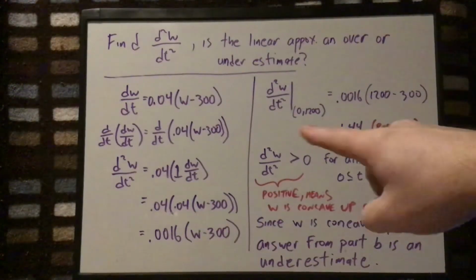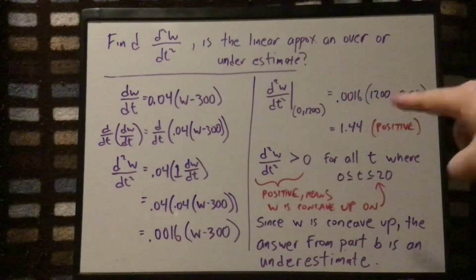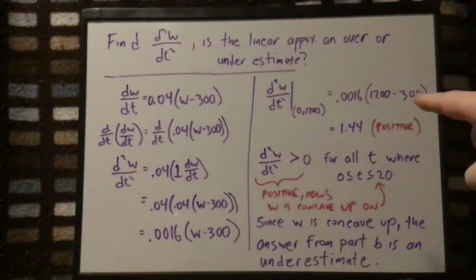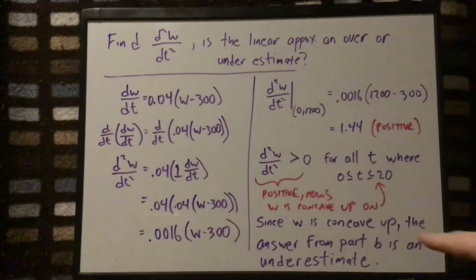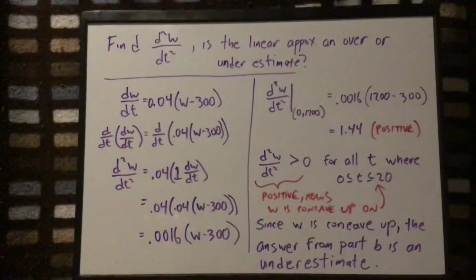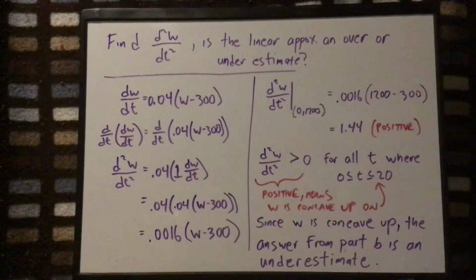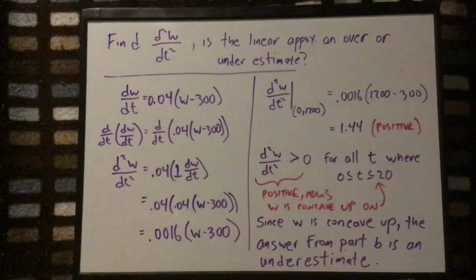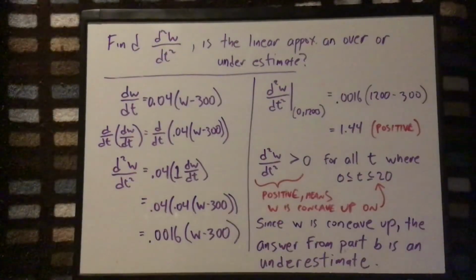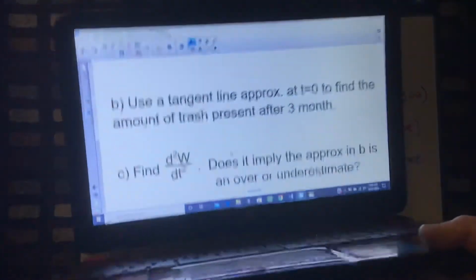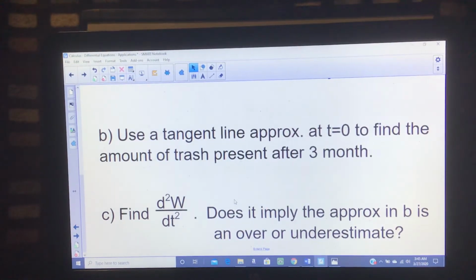Since the second derivative has to always be positive based on the fact w is always 1200 or larger, and this thing can't ever come out negative, the function is always concave up. Now, I just wrote, since w is concave up on the entire interval, the answer from part B has to be an underestimate. Now, that's sufficient for them, but you might wonder, well, how am I supposed to know to write that, or why? So I'll show you a picture that justifies this thinking, and then actually show you it's true by using the function itself.